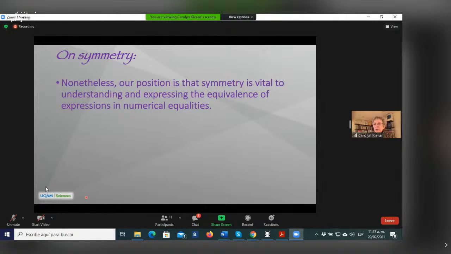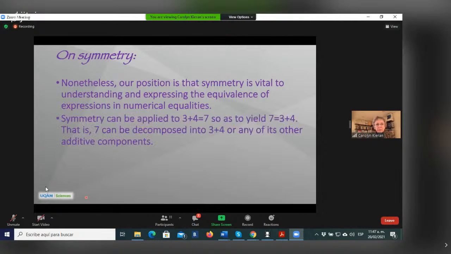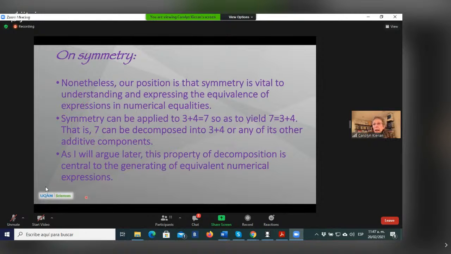Nonetheless, our position is that symmetry is vital to understanding and expressing the equivalence of expressions in numerical equalities in a structural way. Symmetry can be applied to 3 plus 4 equals 7, for example, so as to yield 7 is equal to 3 plus 4. That is, 7 can be decomposed into 3 plus 4 or any of its other additive components. As I will argue later, this property of decomposition is central to the generating of equivalent numerical expressions.